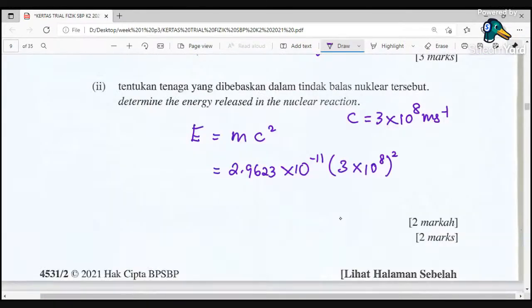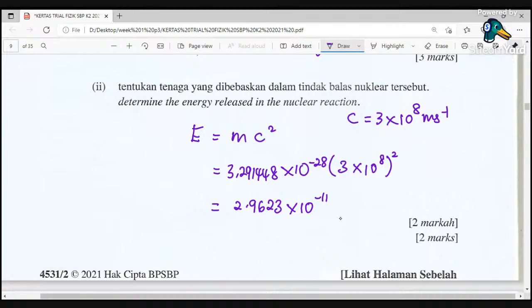Okay, so from here, okay, mass in kilogram, we multiply speed of light squared. Okay, so you get the answer in joule.